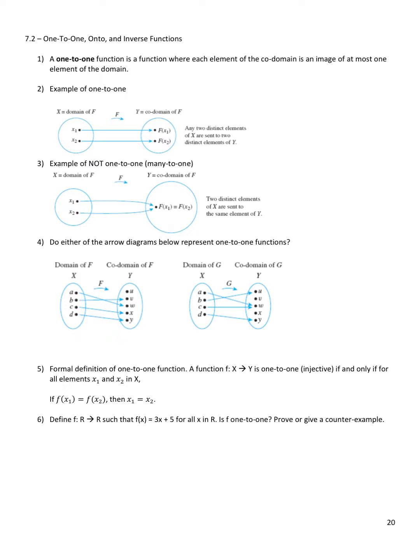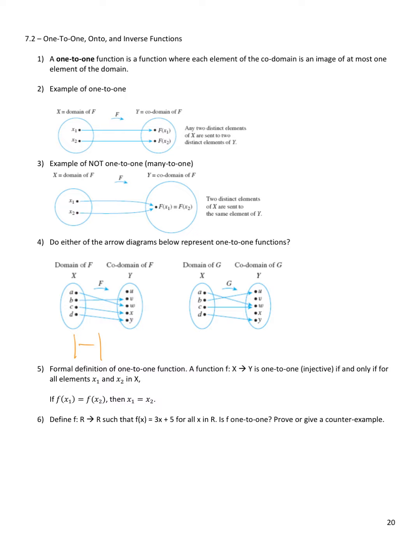Okay, so looking at some arrow diagrams here, are either of these one-to-one? So let's see. A gets sent to one thing. Okay, any elements from X, do any of these elements get sent to the same Y? So look at my Y's. None of them have arrows coming from two different values of the domain. Okay, so this is one-to-one.